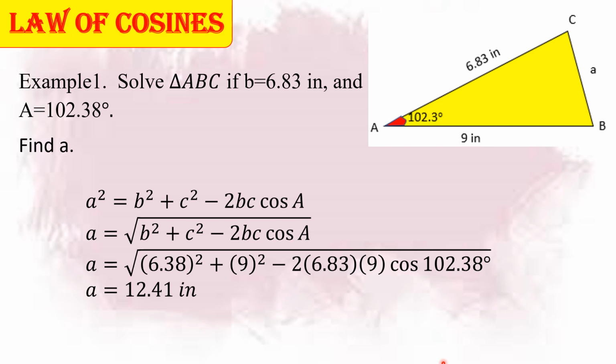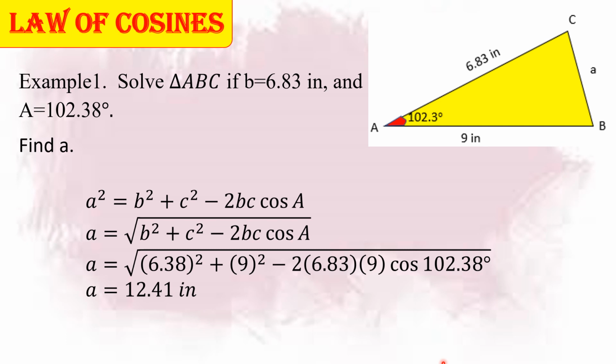But when it comes to angles, for example, if we are looking for the angle A, we will be using cosine A is equal to what? Cosine A is equal to B squared plus C squared minus A squared over 2BC. Okay? Am I correct? So that is what we discussed earlier in the past slide. So let's proceed in finding the side A. So A squared is equal to B squared plus C squared minus 2BC times cosine A.